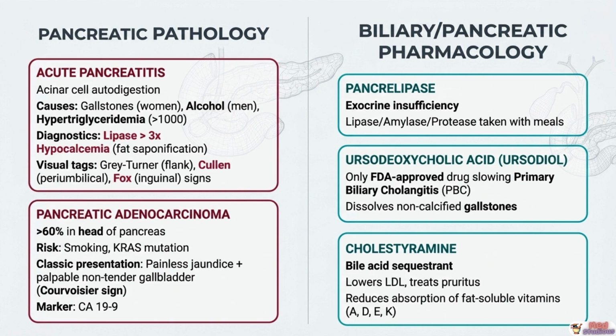Pancreatic adenocarcinoma is far more lethal, with over 60% arising in the head of the pancreas and a classic presentation of painless jaundice alongside a palpable non-tender gallbladder, Courvoisier sign, with CA 19-9 as the tumor marker.